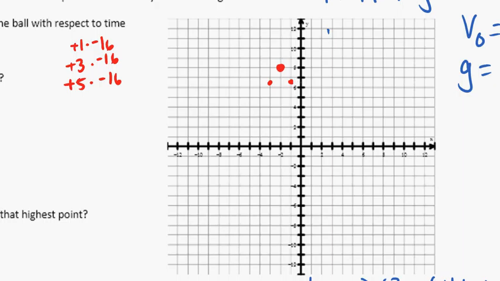To the right one, down 3 times negative 16, which is down 48. So that's 5, 10, 5, 15, 25, 35, 45, 48. So right below the 20 mark.